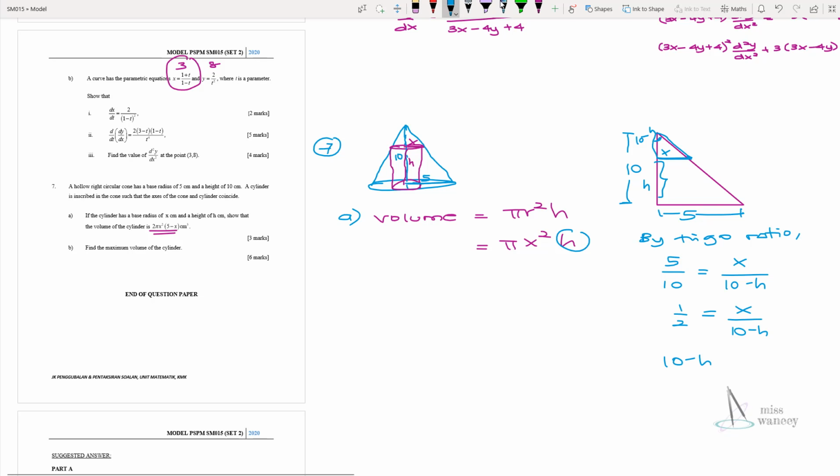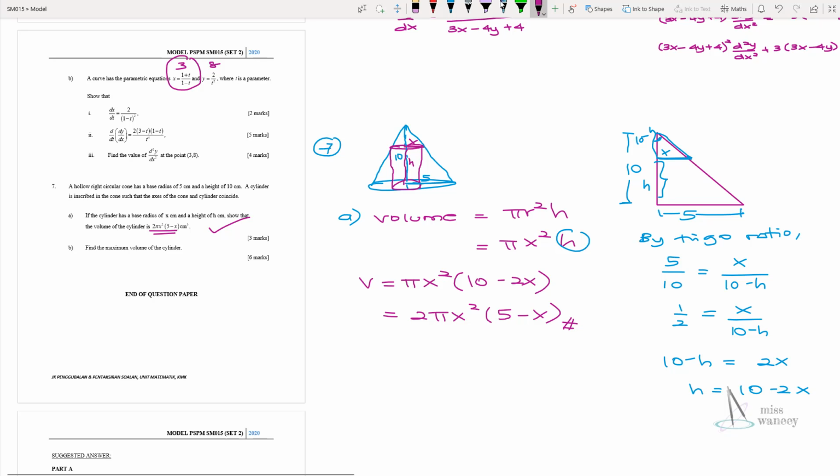So 10 minus h is equal to 2x. So h will be 10 minus 2x. So I'm gonna substitute the value in there. So v is equal to pi x square multiply with 10 minus 2x. So if you factorize the 2 out, you are going to get 2 pi x square 5 minus x, just like what they want over here. Okay, done. 3 marks.